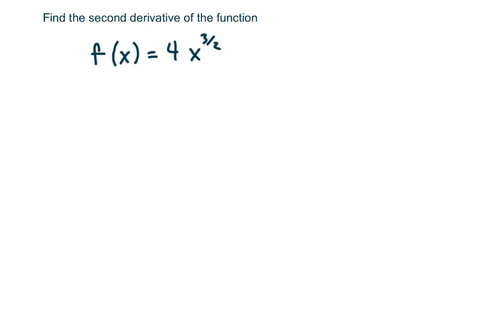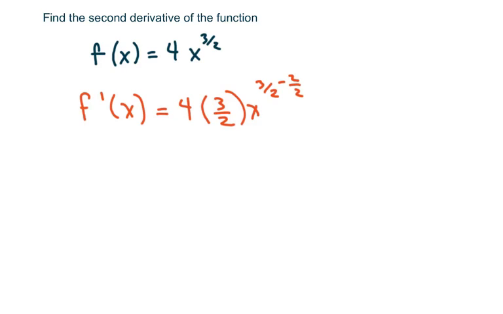Hi everyone, we're going to find the second derivative of each of our functions. We have 6 here, and so the first one, we're going to go ahead and take the first derivative. So that's going to be 4 times 3/2 x to the 3/2 minus 1, and in that case it would be 2 over 2. So this is going to equal 6x to the 1/2.